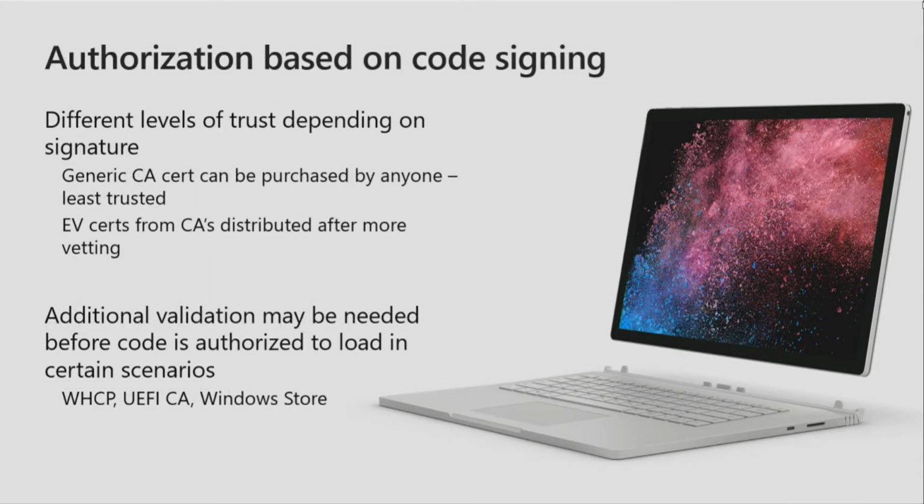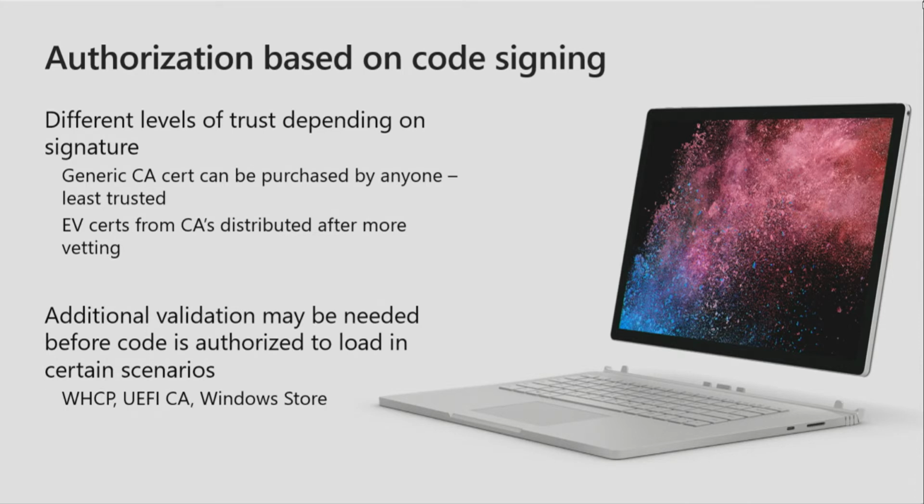So when we talk about authorization based on code signing, there's different levels of trust that can happen. There's the generic certificate that can be purchased by anyone and is along the lines of the least trusted or the lower trusted. Now that certificate is still, the CA authority is still validating that the person is who they are that's requesting the certificate. But it's just a little bit less trusted because it's not a larger vetting process.